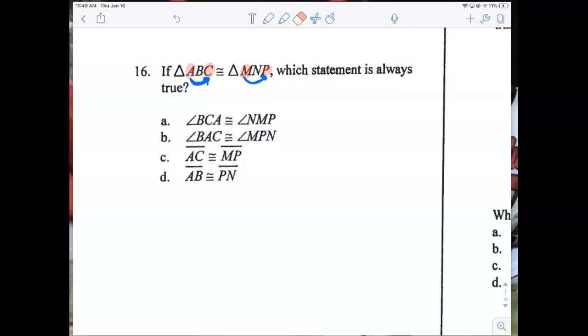Number 16, we had a question like this Dr. Conklin did earlier, that you try to match things up. You don't even need the picture. So A, C are the first and third here. M, P are the first and third here. So look for the one down there that says AC is congruent to MP.